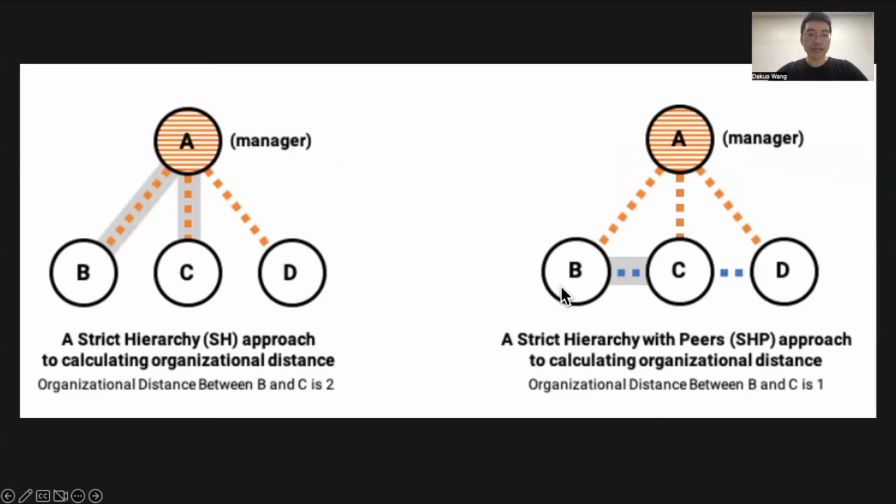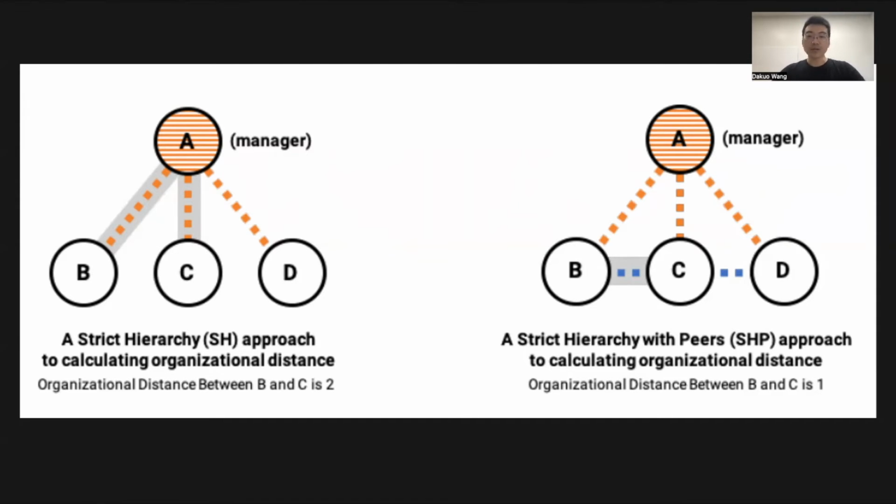There are different ways to calculate the organizational distance. To the left, if we only calculate the hierarchical distance, that means that from B to A, there's a link. From C to A, there's a link. You can always calculate the distance between any employee using such calculation. But if you want to calculate someone who is at the same level, then you have to go through your direct report. That means between B and C, in the left chart, their distance will be calculated as 2.